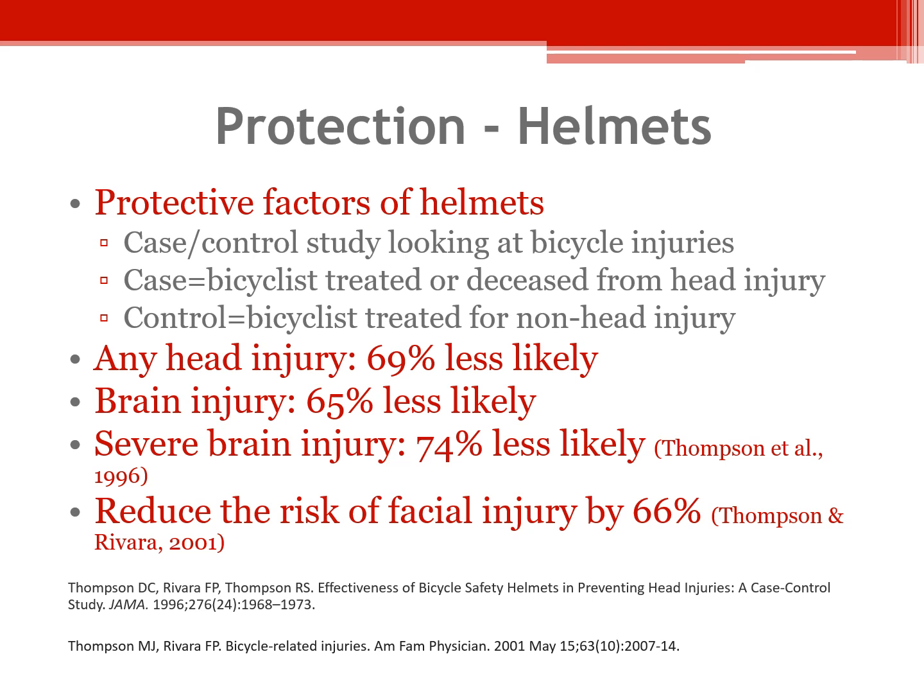The results showed that you were 69% less likely to suffer any type of head injury if you were wearing a helmet versus not. You were 65% less likely to suffer a brain injury if you were wearing a helmet. You were 74% less likely to suffer a severe or traumatic brain injury if you were wearing a helmet. In a subsequent study a few years later, they also found that your risks of facial injury were reduced by 66% if you were wearing a bike helmet.